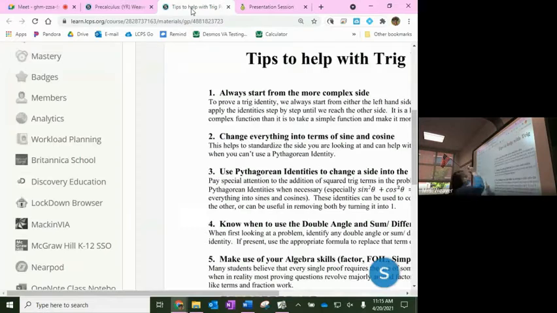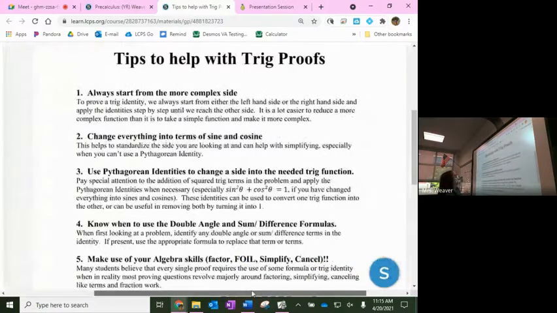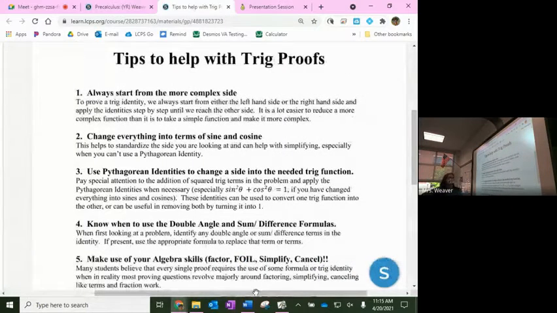A look at our tips for solving trig proofs. Okay, so we've kind of already talked about this a little, but it's just a good time to review. We said always start from the more complex side. We always start from either the left hand or the right hand side and apply the identities step by step until we reach the other side.